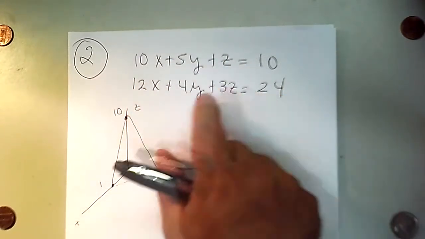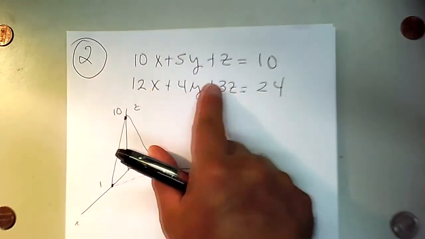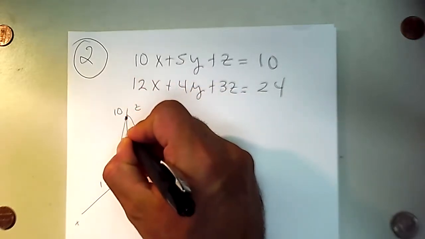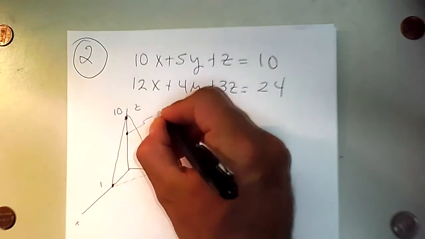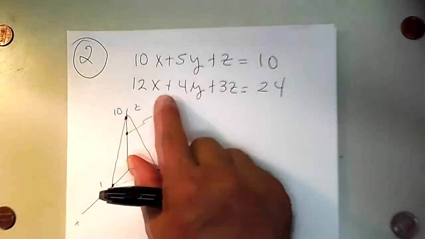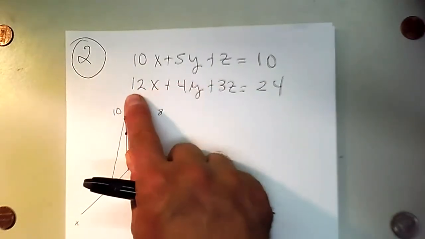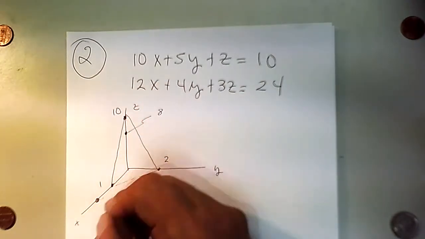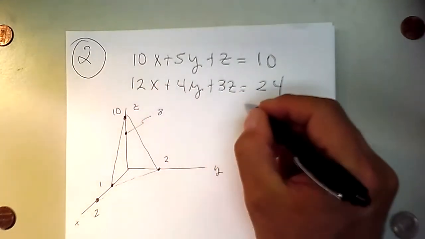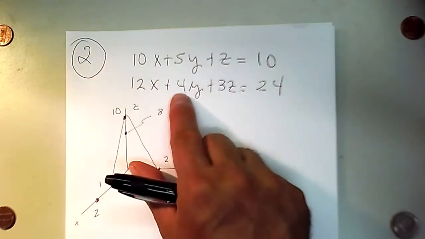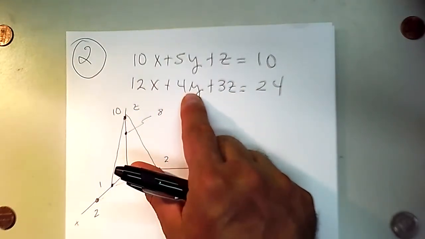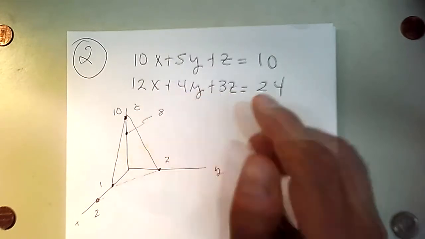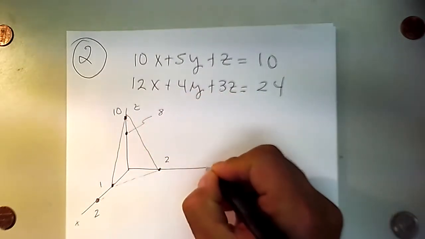The second plane is similar. When those two are 0, z is 8. So we are lower. That's 8. And then when those two are 0, 12x equals 24. So that means x has to be 2. This is not totally proportionally correct, but that's okay. And then when y is non-zero but the other two are 0, 4y equals 24, that means y has to be 6. So way out here somewhere.